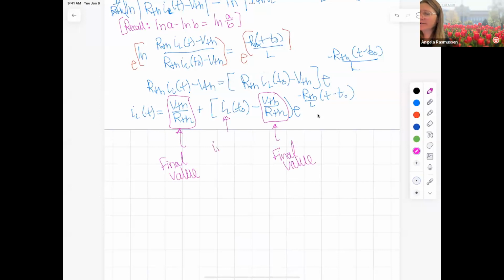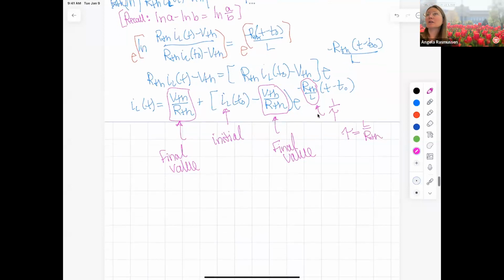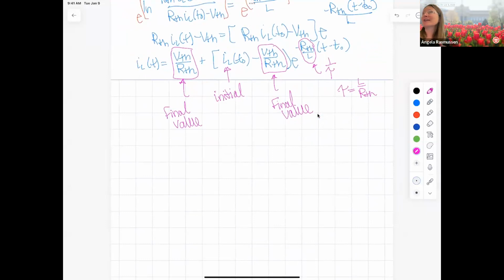This is an initial value for I naught or IL. This is going to be our tau. And so this becomes, well, 1 over tau, I should say. So tau is going to be L over RTH for an inductor circuit. And hopefully this looks more familiar. So this is what you used before and just found these values and plugged them into this formula.